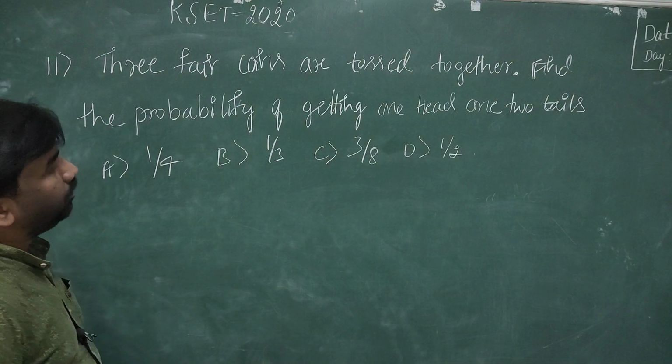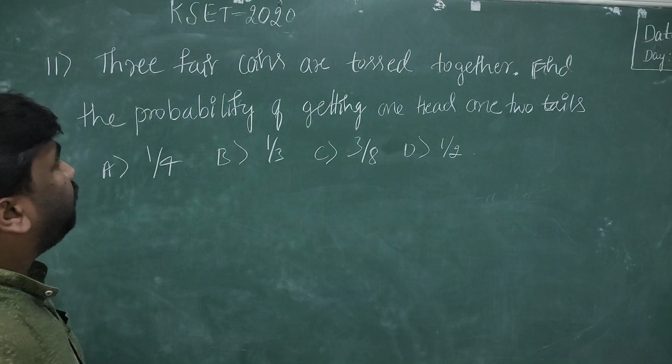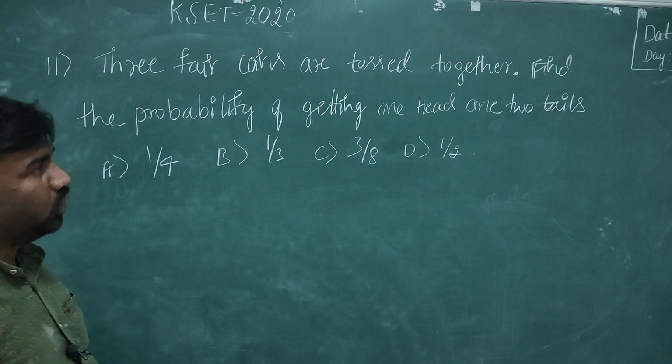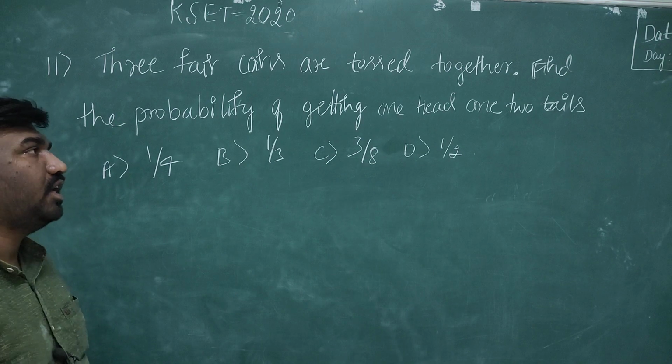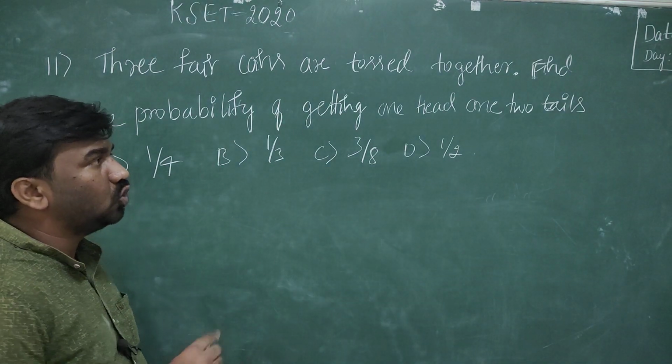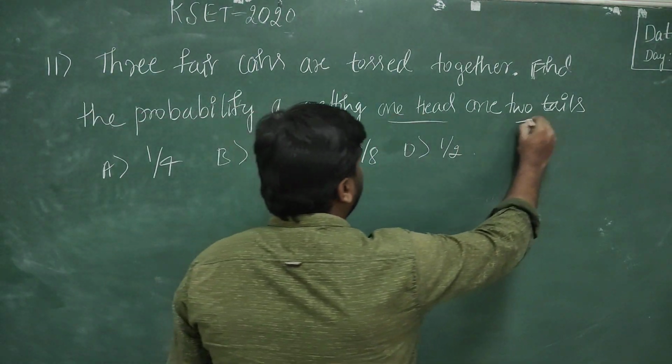So this is a question based on probability. Three fair coins are tossed together. Find the probability of getting one head and two tails.